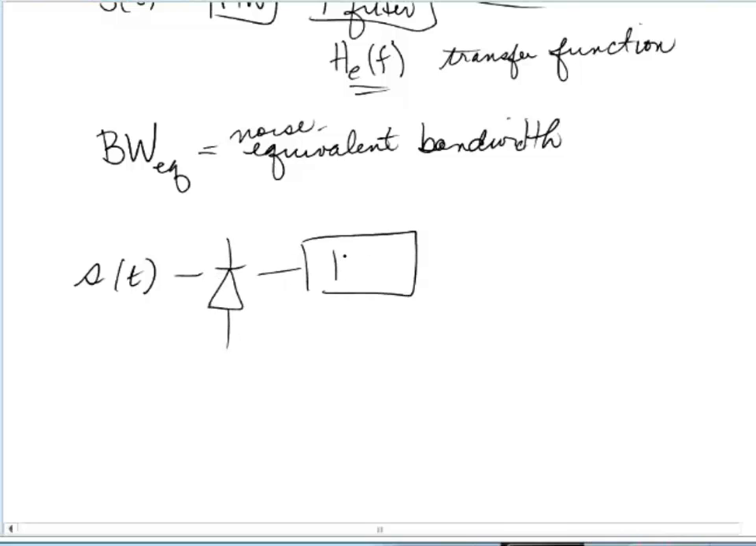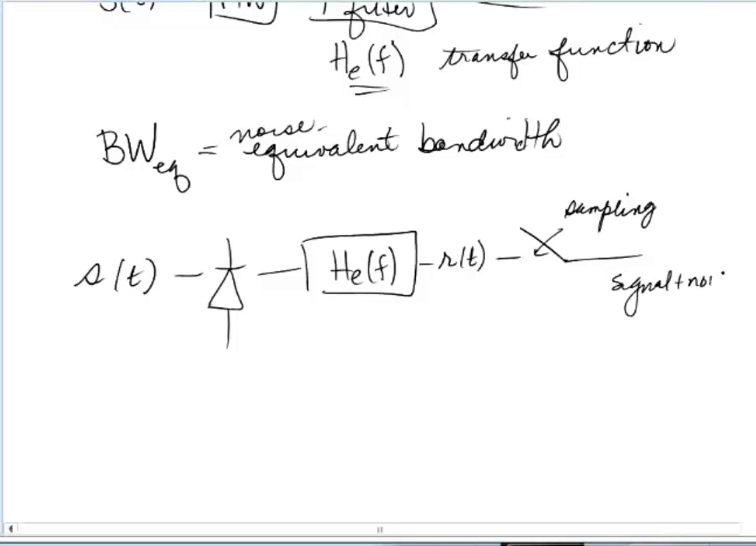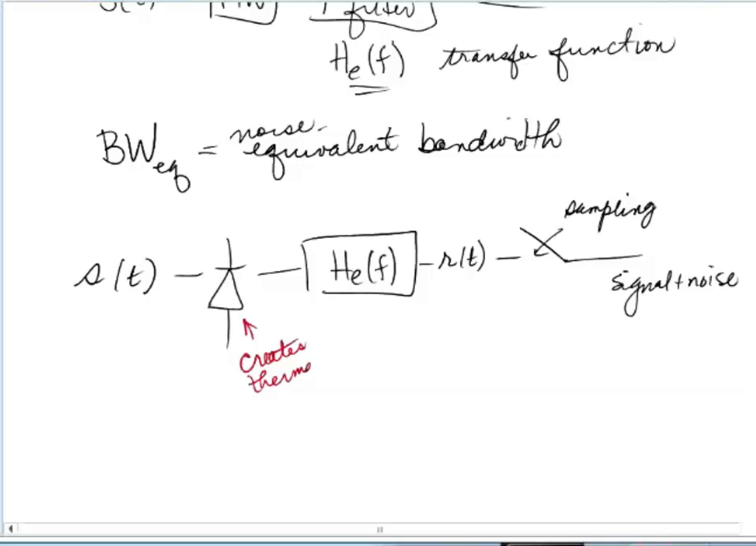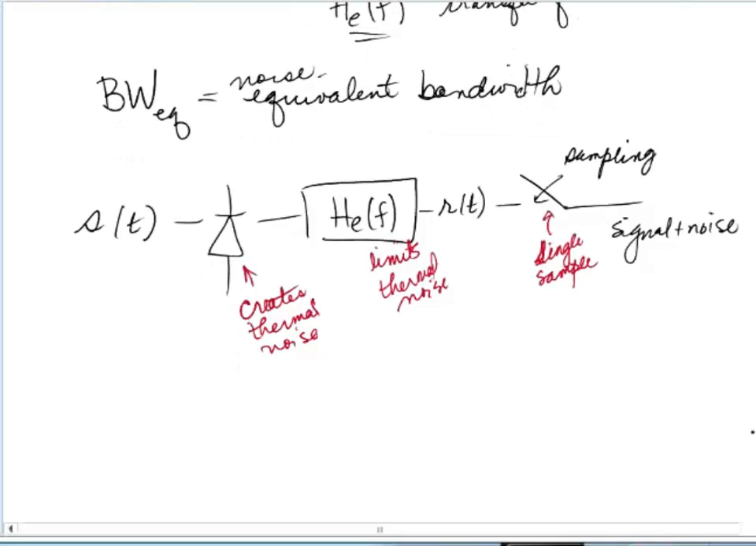In this case, the typical system: our signal comes in, it's a PIN photodiode. It gets filtered by an electrical filter. We have the received signal, which is continuous, and then we're going to sample it. So this is sampling in order to get a decision statistic, which will be based on signal plus some noise. After passing through, the PIN creates thermal noise. The electrical filter limits thermal noise. And now the sampler creates a digital sample, or a single sample, of the continuous time random process, which is additive white Gaussian noise.